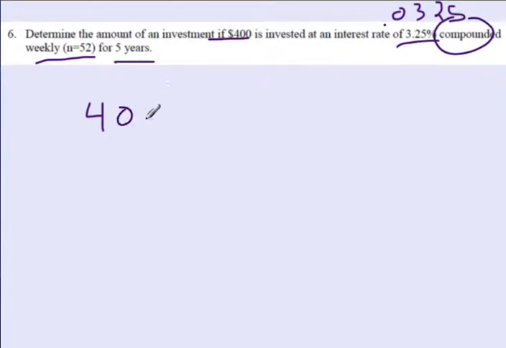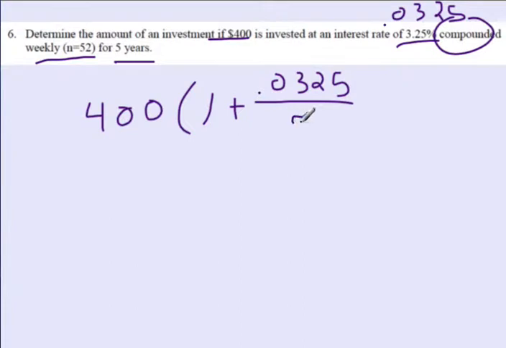Last but not least, let's take a look at number 6. It says determine the amount of investment if $400 is invested at an interest rate of 3.25% compounded weekly for 5 years. Okay, so weekly means your n is 52. A rate of 3.25%, we're going to move that decimal left 2 places, so I'm going to get 0.0325. 5 years, $400. I'm ready to rock. I notice that it says compounded, so I'm going to use that compound interest formula. So I'm going to do 1 plus my rate, which is 0.0325, divided by the number of times per year. So since it's weekly, it's 52, raised to the number of times per year times the number of years.